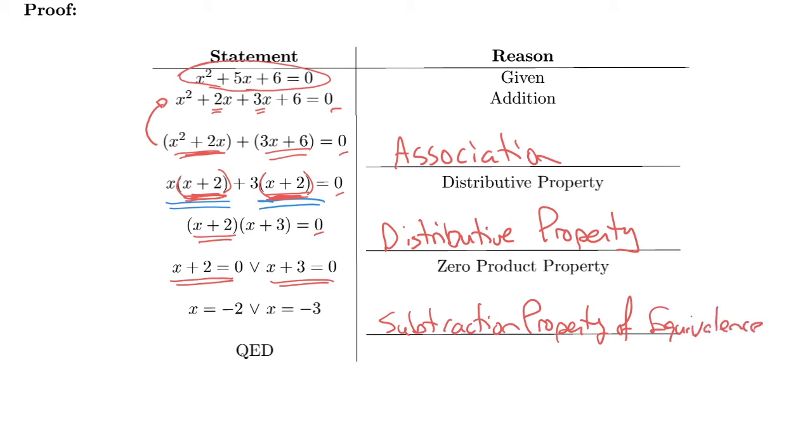Of equivalence. And I'm going to subtract 2 and then subtract 3 from both sides of the equation here. So subtract 2, subtract 2, subtract 3, subtract 3. And that gets me that the answers here are negative 2 and negative 3. That little V symbol there, that is an and. Okay. And if you're not familiar with that, that symbol there means and.